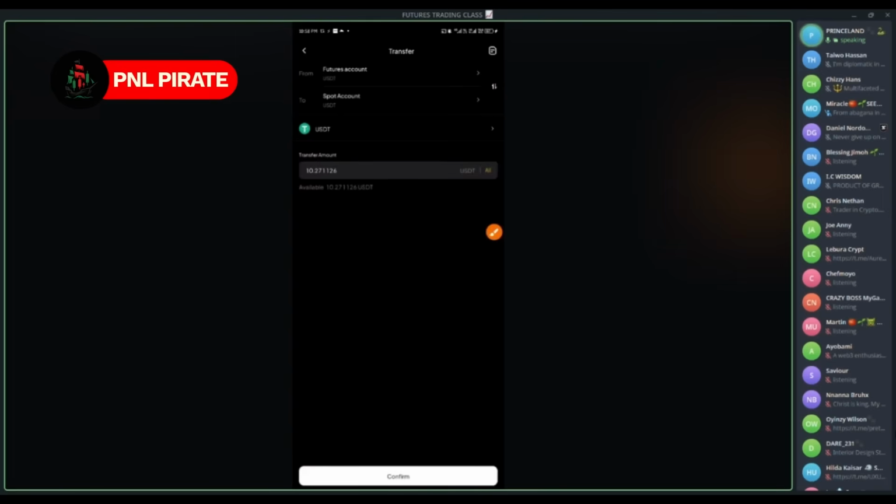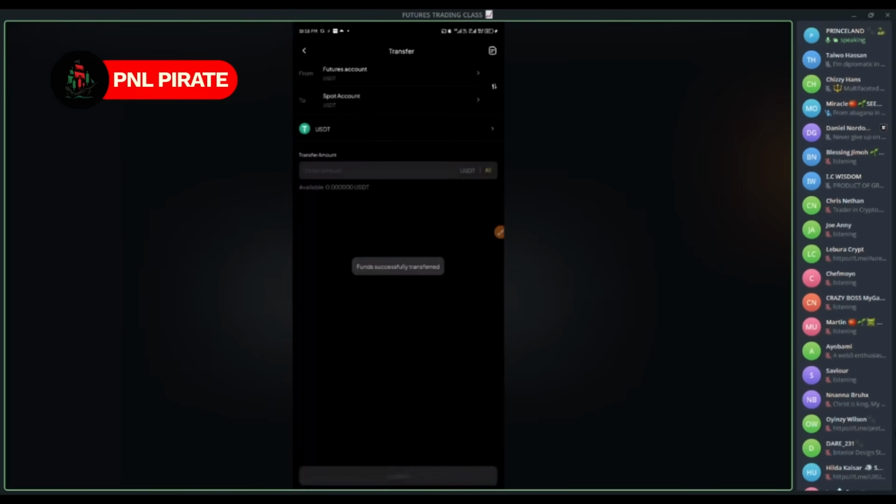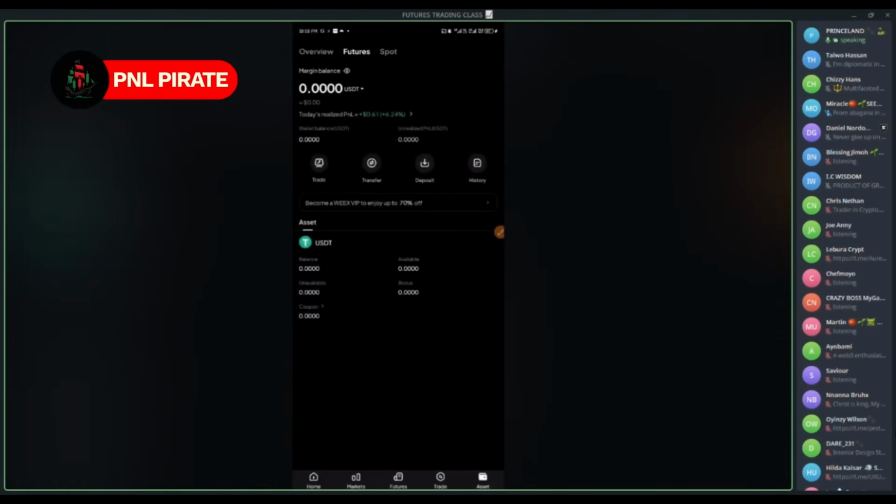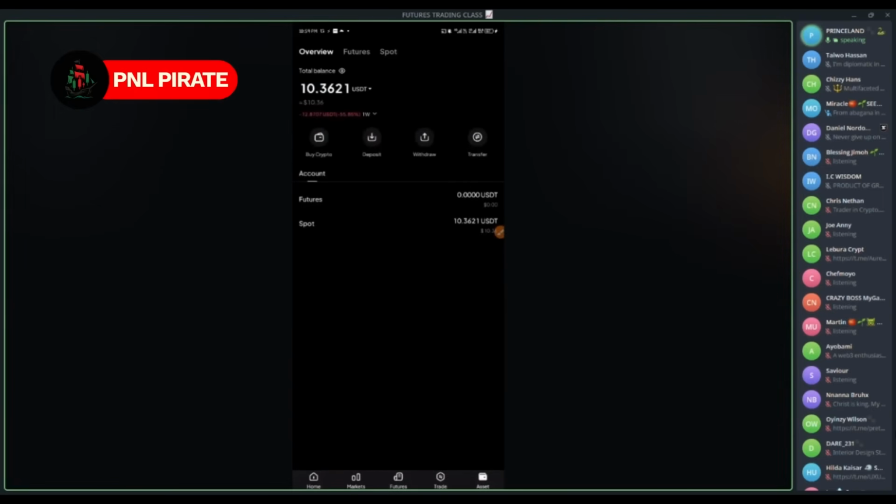So you can see now, I have moved the money from futures to spot. You can see the money is in my spot account now. How do I know? You go to assets, futures is 0, spot account is this. Can you guys see now? Futures, spot. Can you see what is happening now? So this is the overall.